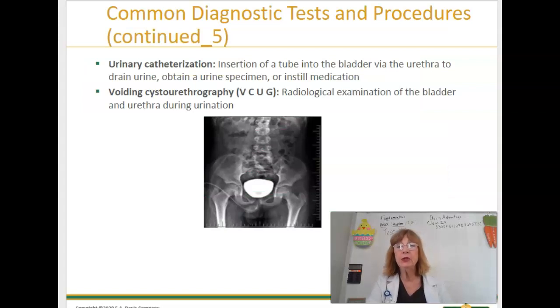Urinary catheterization is where they take the Foley catheter and put it up the urethra into the bladder, and then they inflate a balloon to keep it from falling out. And the VCUG is the one test that they use to check for urination. That's the test.